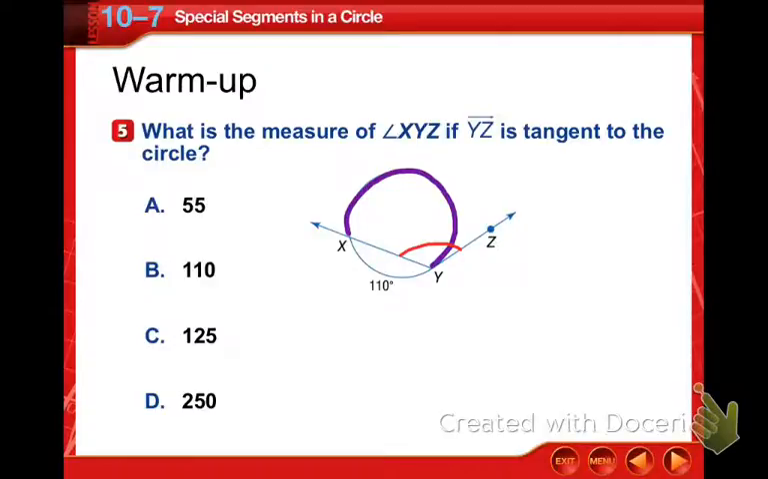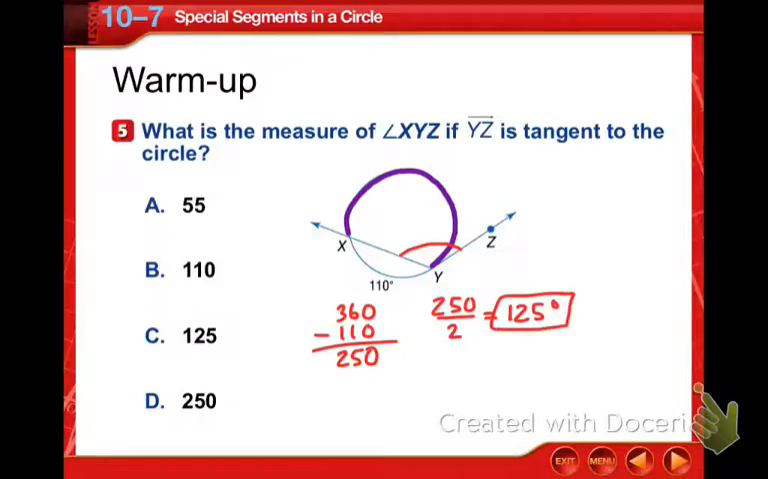And all we have to do is take 360 and subtract 110 from it. So our purple arc is 250. And then our theorem says that we just have to take that 250 and divide by 2. So it is 125 degrees. So that's C.